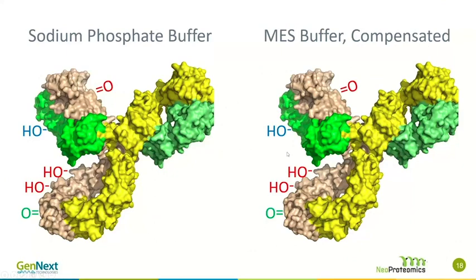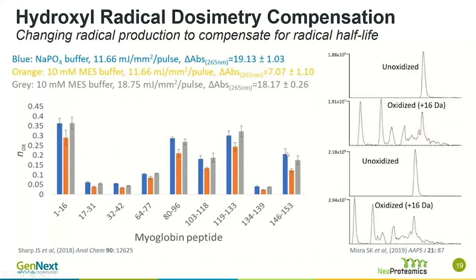So that's the theory behind it. Does it actually work? And the answer is yes. If it didn't, I wouldn't be telling you about it. So these are some data that we have. In blue is a protein in sodium phosphate buffer, which is a very poor radical scavenger, taken under particular FPOP conditions, and I get a UV absorbance change in adenine of 19 milliabsorbance units. If I change the buffer from sodium phosphate to MES buffer, my change in absorbance of my adenine drops from 19 milliabsorbance units to 7.